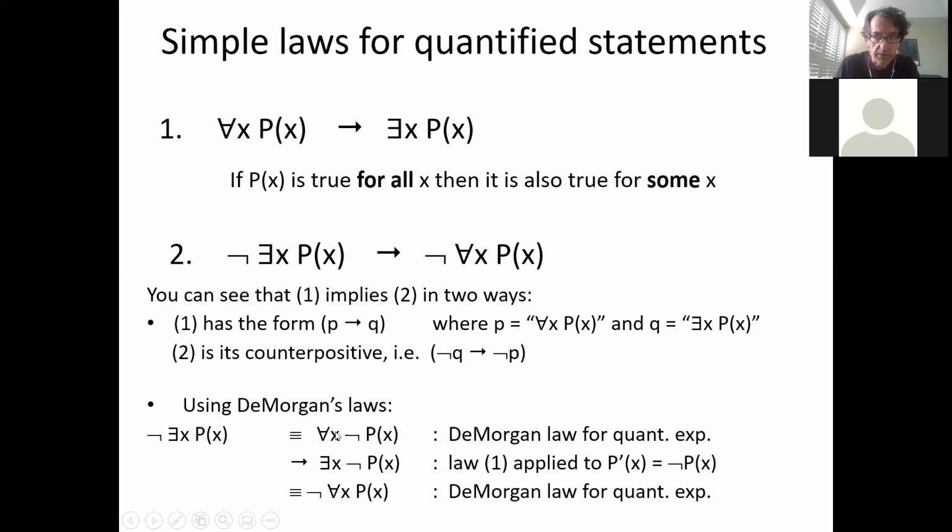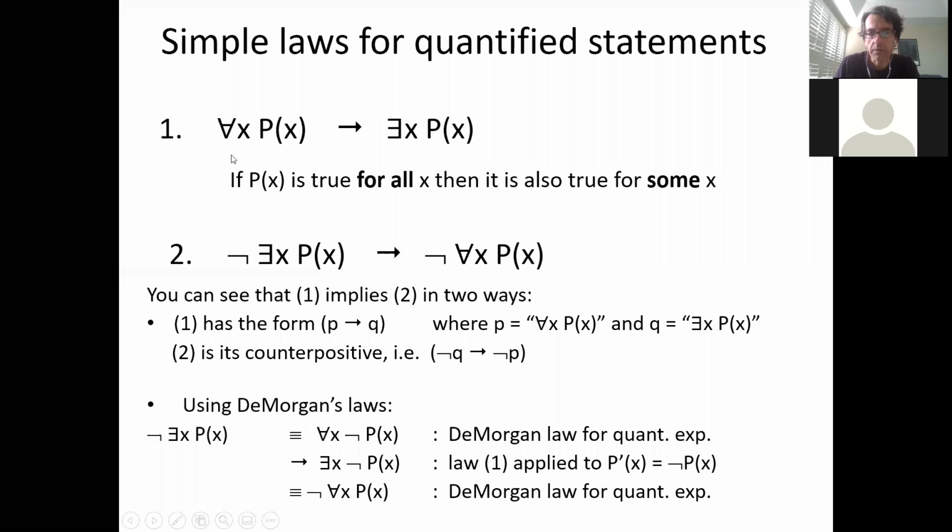You can also look at this as follows. You can use De Morgan's law to derive it as well. So let's see that this guy implies this guy. This thing says it's not true that there exists an x which satisfies predicate p. Well, by De Morgan's law, that is equivalent to saying that for all x's, every x falsifies predicate p.